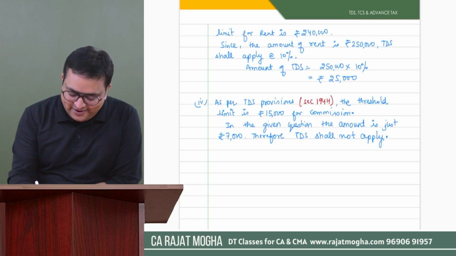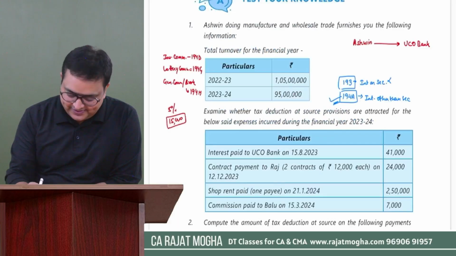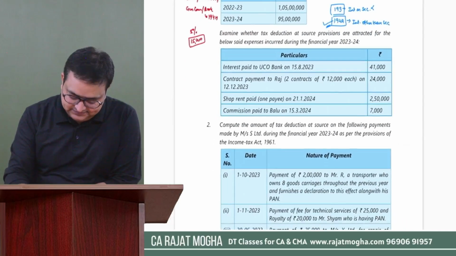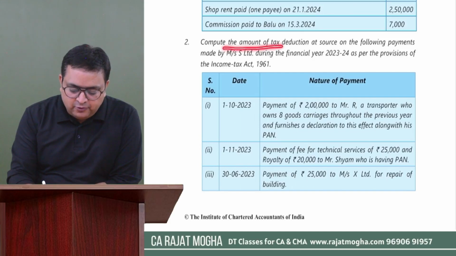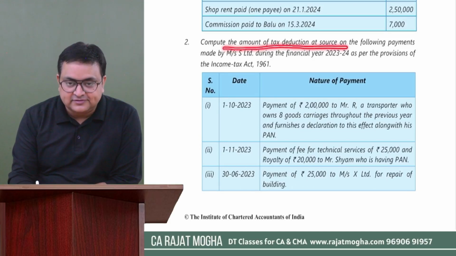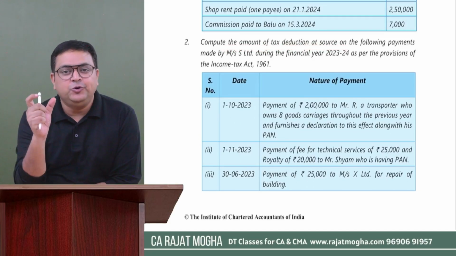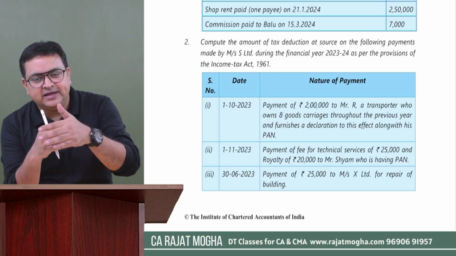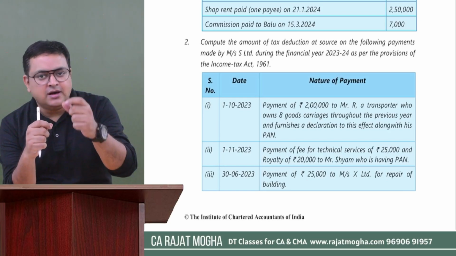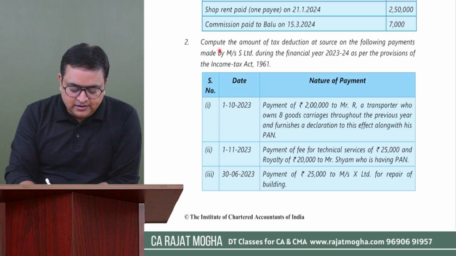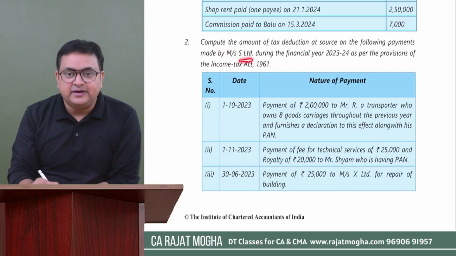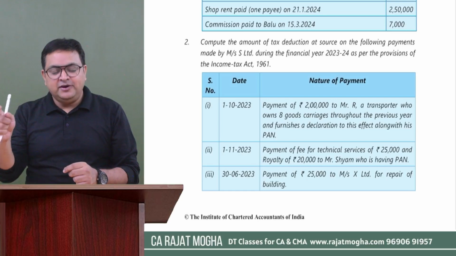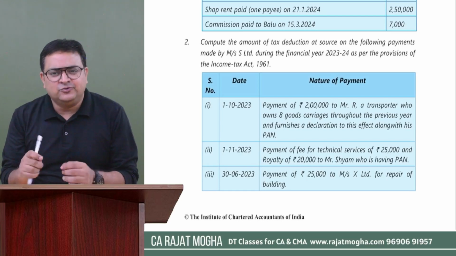Okay, now come to question number 2. See, compute the amount of tax deduction at source. What the question is asking, to compute the amount. See, if TDS is applicable, then you have to also compute the amount of it. Okay, compute the amount of TDS on the following payments made by S Limited. Who is making the payment? Who would be the tax deductor? S Limited.